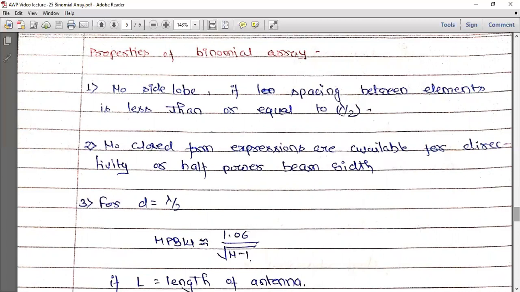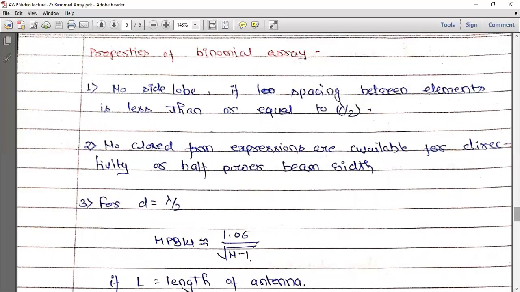So in binomial antenna array, there is no side lobe. It will not produce any side lobe. That means the complete power is radiated in the main lobe only. But only if the inter-element spacing is lambda by 2 or less. If the inter-element spacing is greater than lambda by 2, you find side lobes in the radiation pattern.